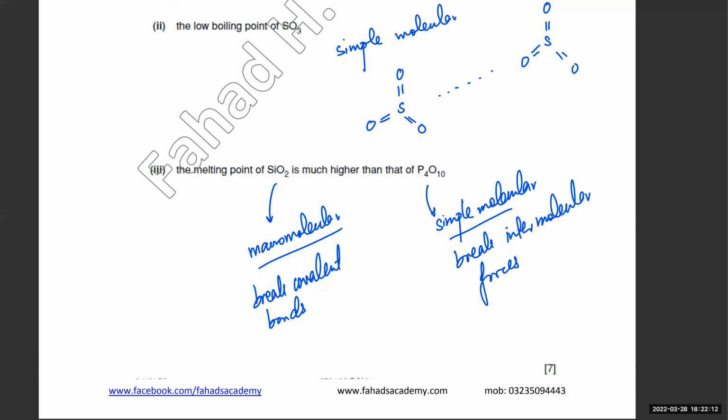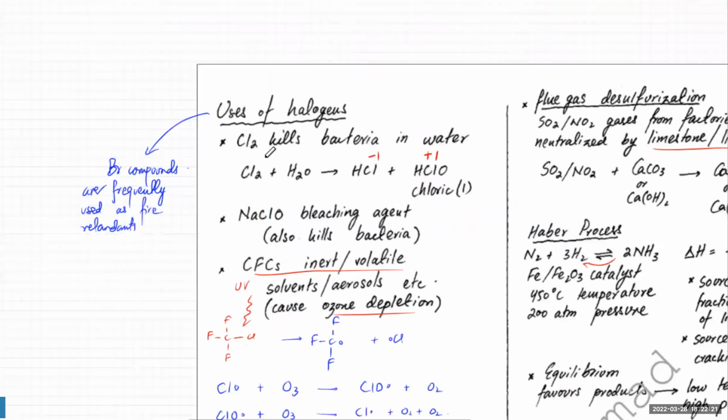And you're breaking many covalent bonds in a giant covalent structure. Although we don't have... where did our Si go?